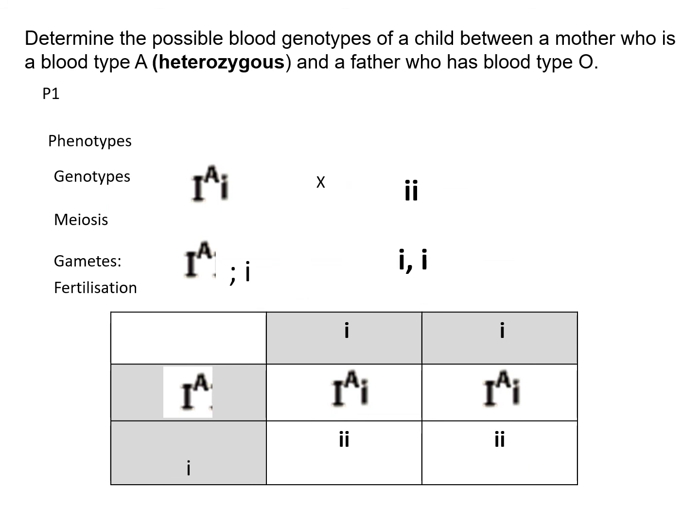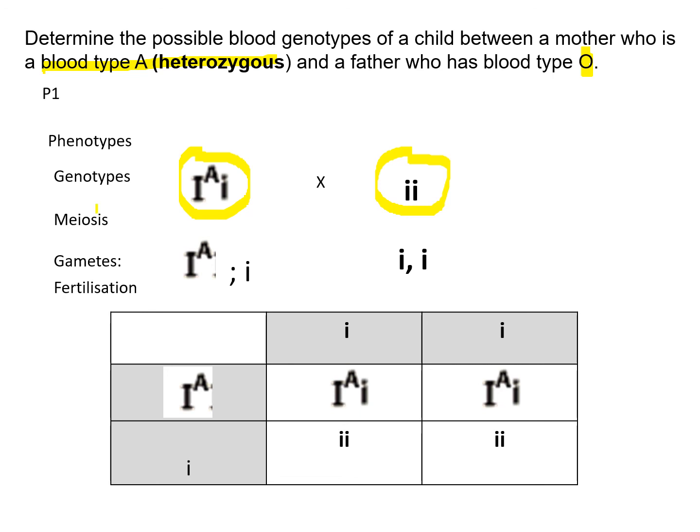So keeping all of this in mind, we can have a look at a genetic cross related to blood types. This question says, determine the possible blood genotypes of a child between a mother who is blood type A and heterozygous and a father who has blood type O. I won't go through the entire genetic cross again, but we know that since the mother is heterozygous for blood type, this will be her genotype, and that will be crossed with the father who has blood type O, which has to be a homozygous recessive condition.